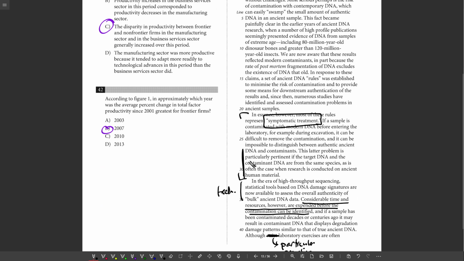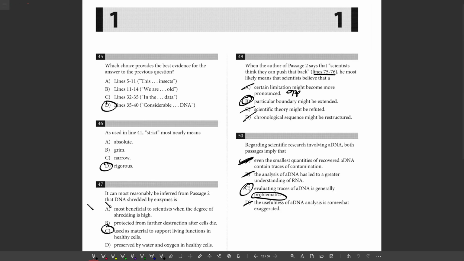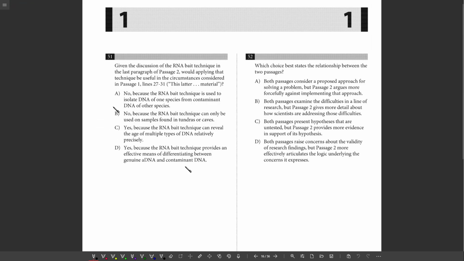So here they're talking about contamination from the same species. And so here's the problem. This trap only works if you can remove human DNA, for example, from some other species' DNA, right? If you're working with human DNA and you have other human DNA that's contaminating it, this RNA bait trap thing is not going to work. So therefore, would this be useful? The answer is no, because as we see in A, the RNA bait technique is used to isolate DNA of one species from contaminant DNA of another. So 51 is A. 52, what's the relationship between the two passages?